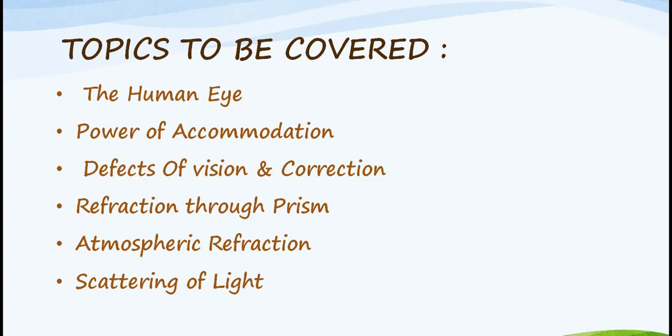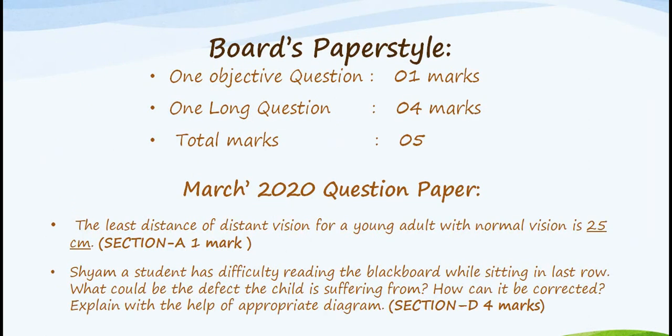Then power of accommodation. Then we'll move on to another most IMP question from this chapter, that is defects of vision and their correction. Then refraction through glass prism, atmospheric refraction and scattering of light. So these 6 topics are to be covered in this chapter, out of which I told human eye and defects of vision and their correction is most IMP.